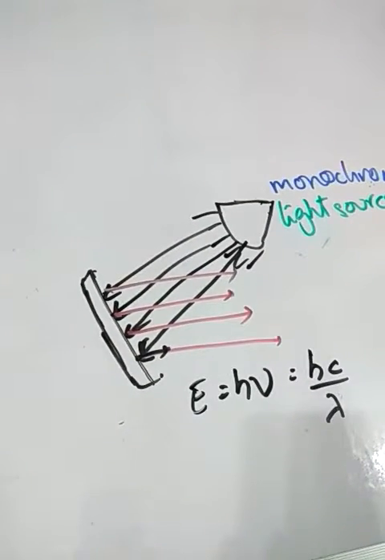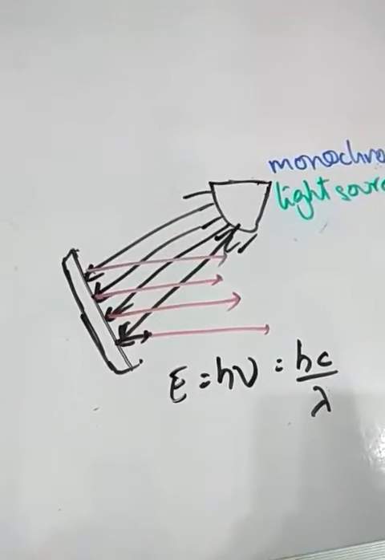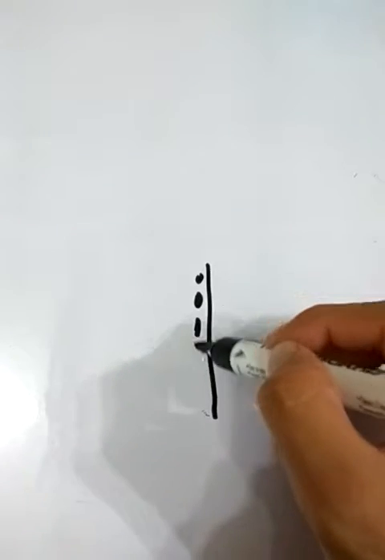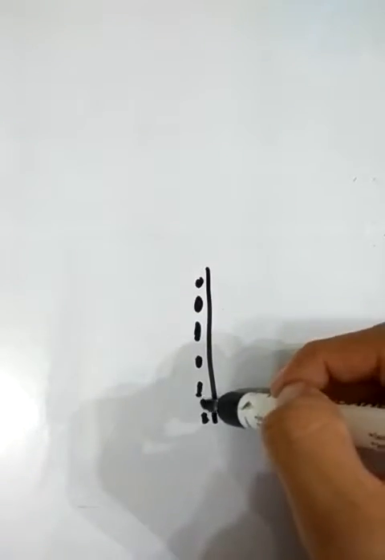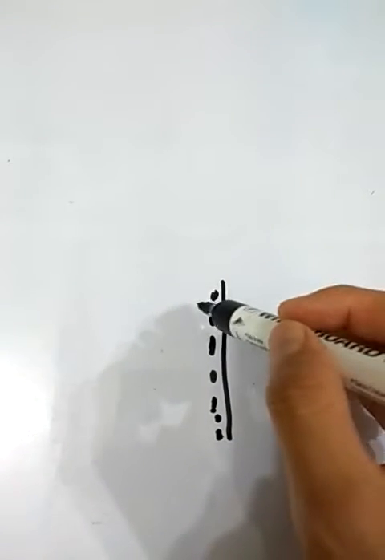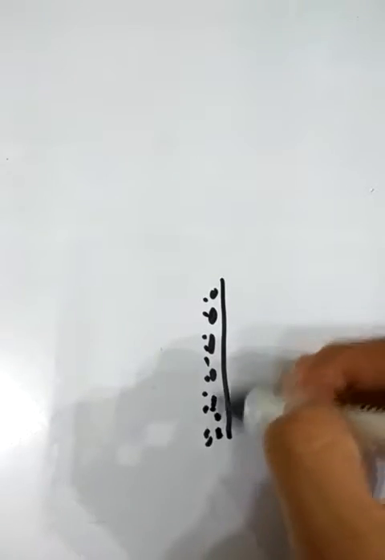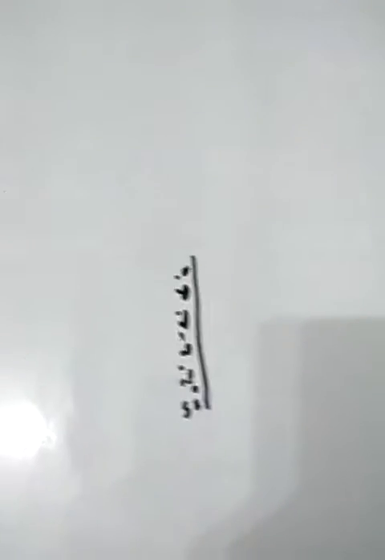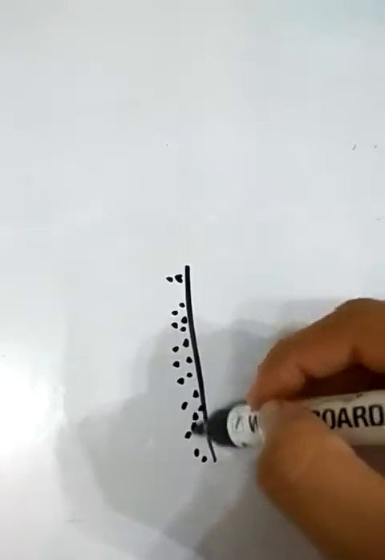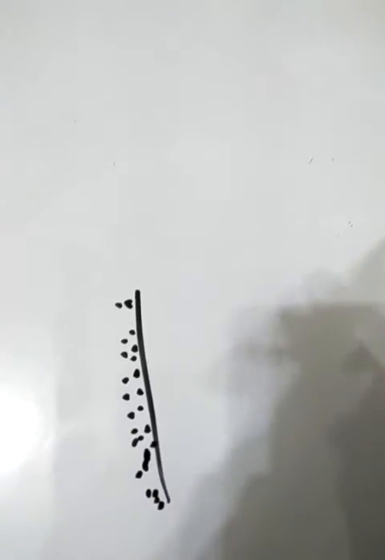So now there are electrons on the surface. They are very close to the surface, and some are a bit away from the surface. If this is the surface, these are the electrons. Actually there are atoms, but we are only concerned with the electrons. There is a surface and there are electrons, some close to the surface, some a bit far away from the surface.